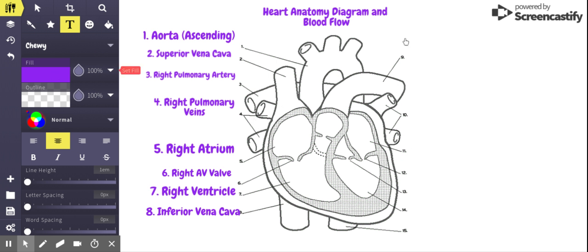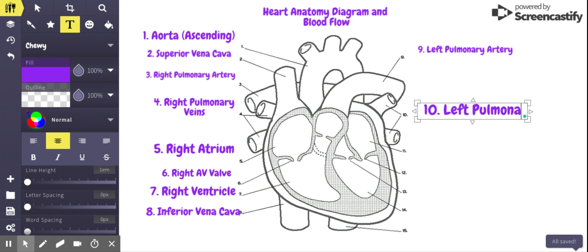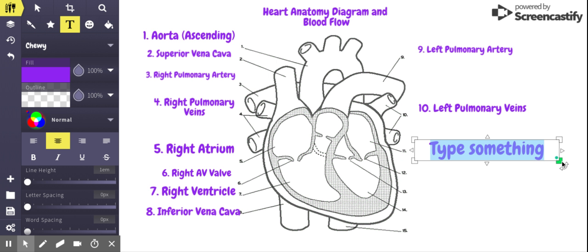Let's jump over to the left side of the heart. Number 9, if you look, these are both pretty much the same thing. So 3 and 9 are the same thing. The only difference is you need to identify the anatomical position. These are the pulmonary arteries, but this is specifically the left pulmonary artery. That means that number 10 has to be the left pulmonary veins. Moving right along, this is the opening on the left side of the heart.